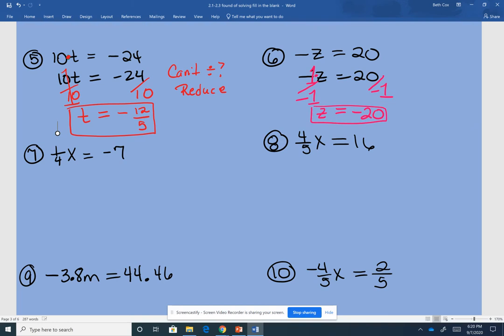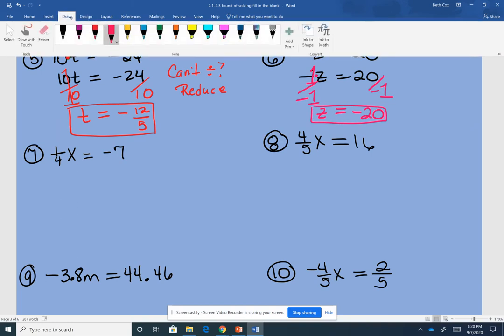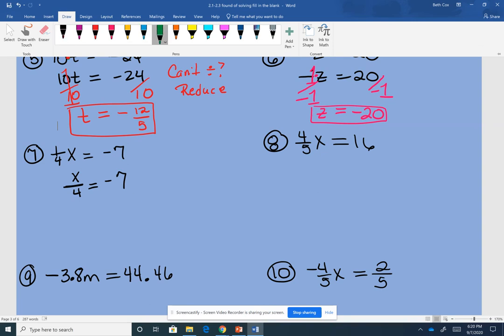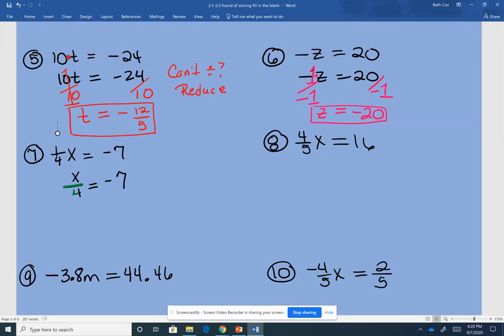A little bit trickier. Okay, so now this second problem, number 7, we have 1/4 x equals negative 7. This is also x over 4 equal negative 7. You can put the x next to it or you can put it on top, but do not put it on the bottom. Okay, and so what has happened to my x? Well, my x has been divided by 4. That's what happened to it. X was divided, because remember fractions, by 4.